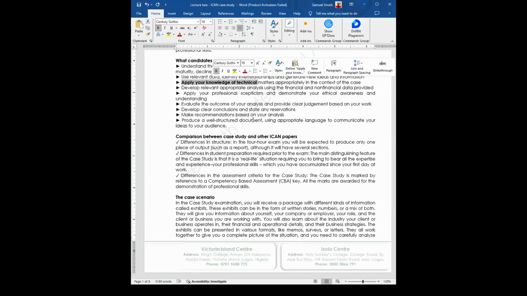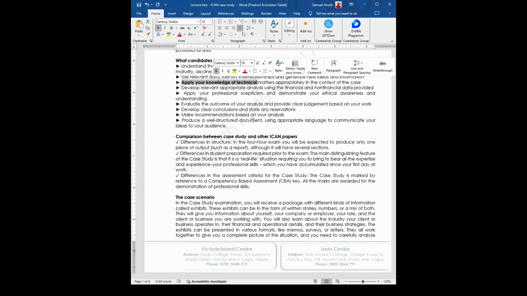So you must be able to apply this knowledge to the case. Of course, you could be given a scenario whereby you're asked to interpret the financial performance of your business. Then your knowledge of ratio analysis, your knowledge of interpretation of financial statements comes into play. You could be given a scenario whereby a business is looking forward to make an investment and they are looking forward to appraise that investment. So your knowledge of investment appraisal techniques comes into play.